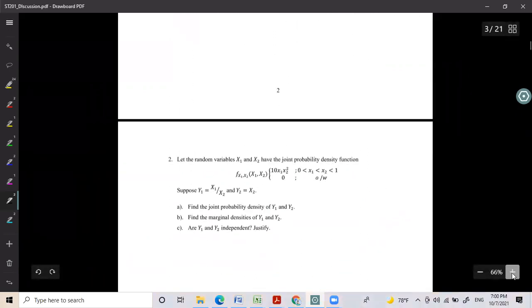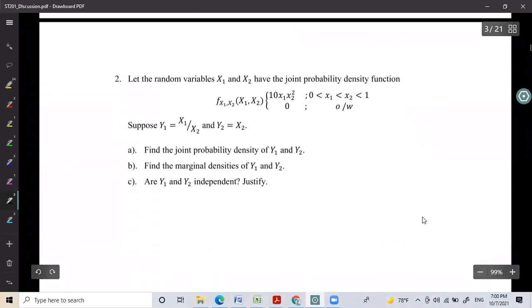Right, so let's move on to the next question. This is about the transformations with the Jacobian, which comes under chapter 3. Let the random variables X1 and X2 have the joint probability density function given here. And look at the support of X1 and X2, they are dependent. So these are not independent random variables. Suppose Y1 is X1 over X2 and Y2 is X2. You have to find the joint probability density of Y1 and Y2.